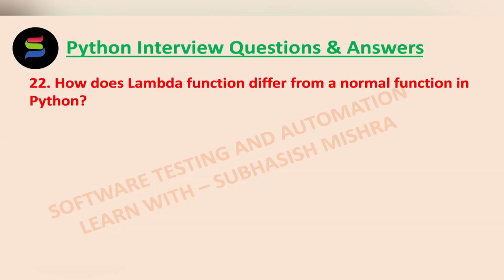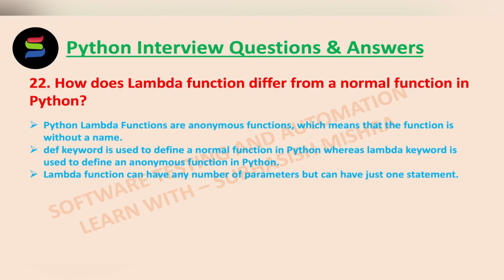How does lambda function differ from a normal function in Python? Python lambda functions are anonymous functions, which means that the function is without a name. The def keyword is used to define a normal function in Python. Similarly, the lambda keyword is used to define an anonymous function in Python.